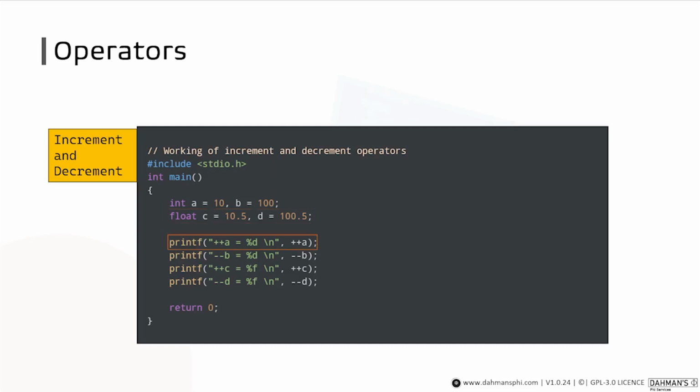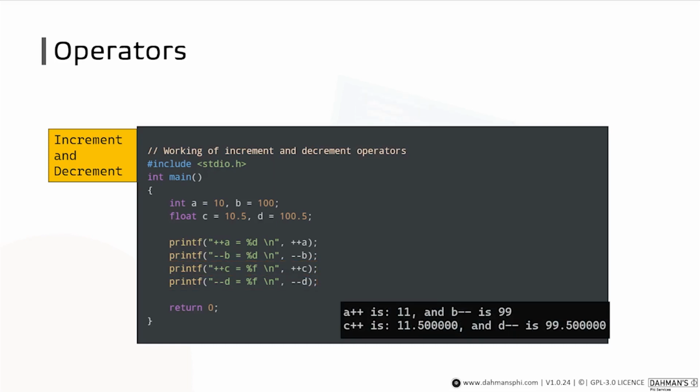And then I'm calling the print function, and I'm saying, well, I want to print this string of ++a equal. Now then I'm calling the specifier. I want to print the type of a digit. And after that, of course, I'm calling the character sequence of a new line. And then I call the ++a, which is actually 10 incremented by a value of 1. Same thing for the second line, where I call the variable b, and I am decrementing its value by 1. And then the same thing happens for the float c and the float d. You expect the output exactly as you could see here on the screen.